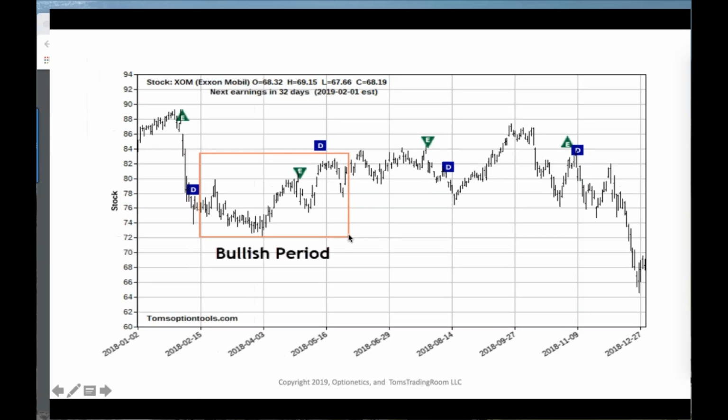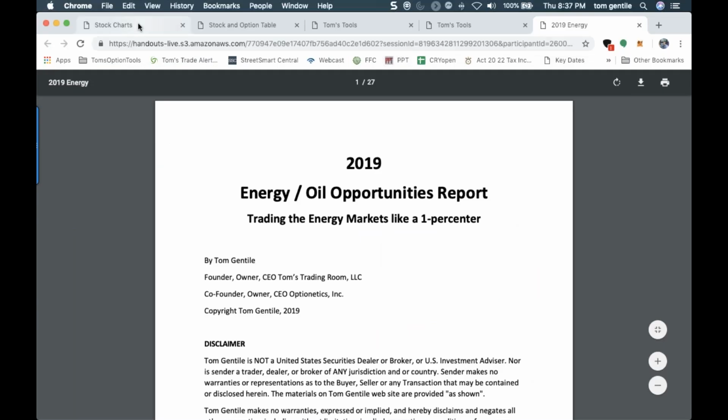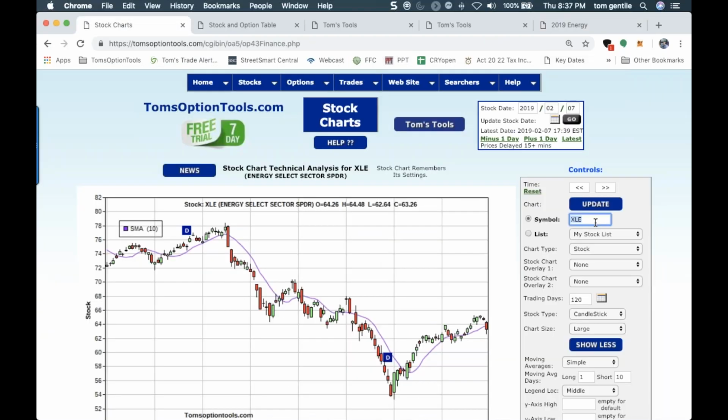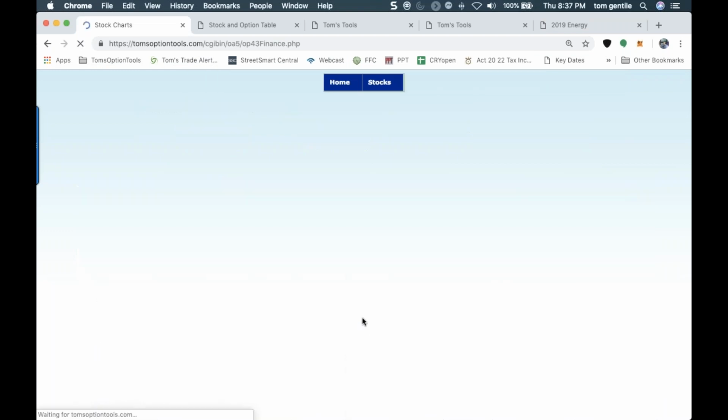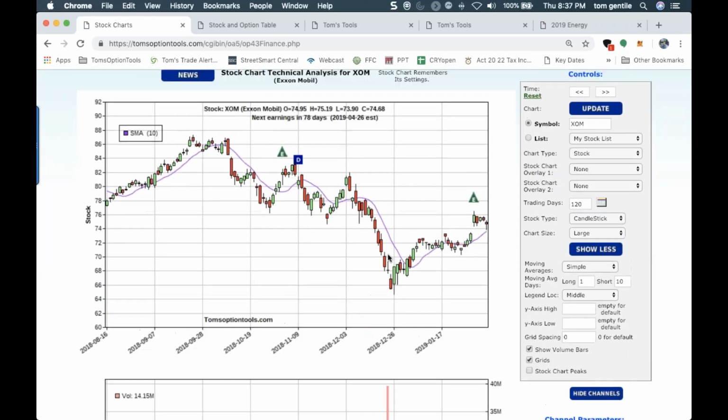So let's jump to a stock chart, and let's look at Exxon today, symbol XOM. Here we go. XOM was in the high 80s, dropped down to the high 60s, and is trading right around the mid 70s. I would think that low 80s would be a good area to target. At 82, we have resistance, and at 84, we have resistance.